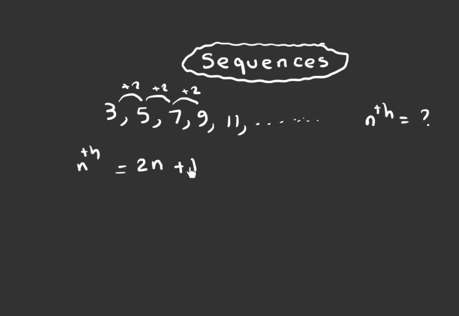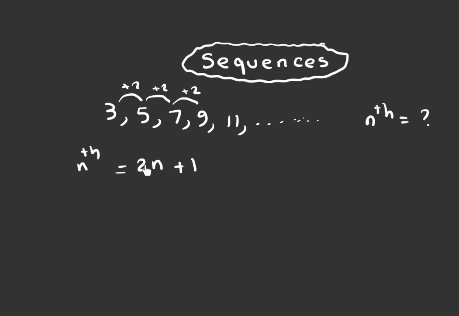So 2n plus 1. And you can check: put n equal 1, 2 times 1 is 2, 2 plus 1 equals 3. Put n equal 2, 2 times 2 is 4, 4 plus 1 equals 5, the second term. Put n equal 3, 2 multiplied by 3 is 6, plus 1 is 7. So this is correct.